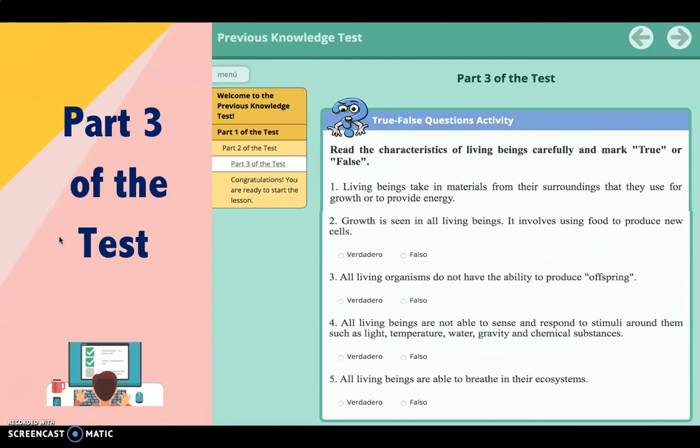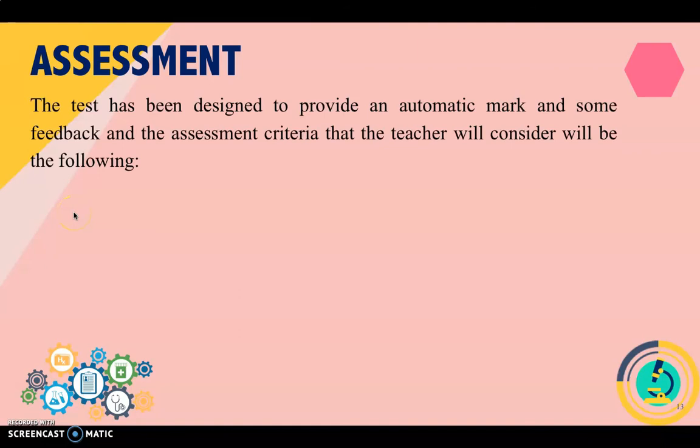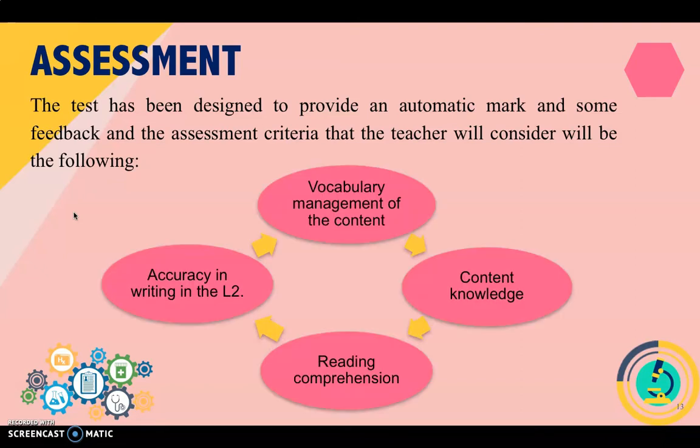In the third part of the test, the students will complete a true-false questions activity. They will read the main characteristics of living beings, and then they will mark true or false according to their knowledge. In terms of assessment, the test has been designed to provide an automatic mark and some feedback, and the assessment criteria that need to be considered will be the following.